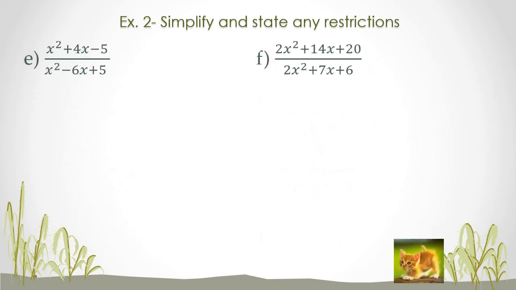E and F, same thing. Simplify and state restrictions. We got a little cat looking up at what you're about to do, hiding in the grass. Factor, factor, factor. Those are simple trinomials.